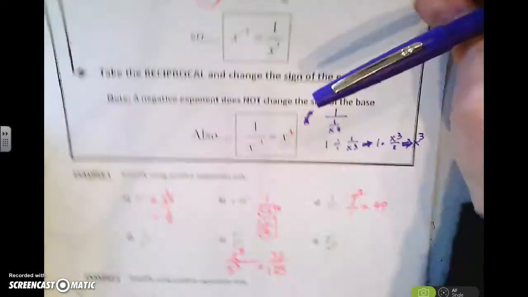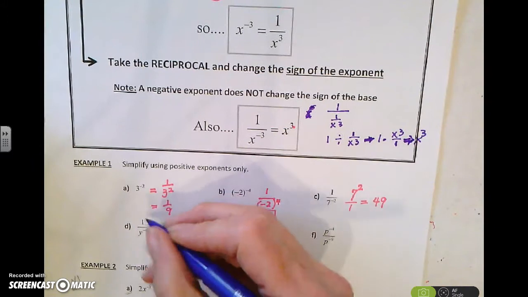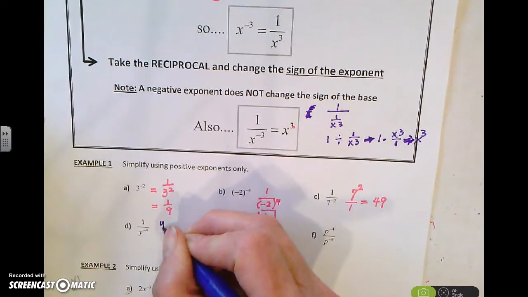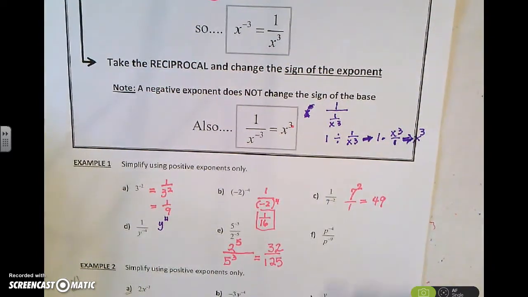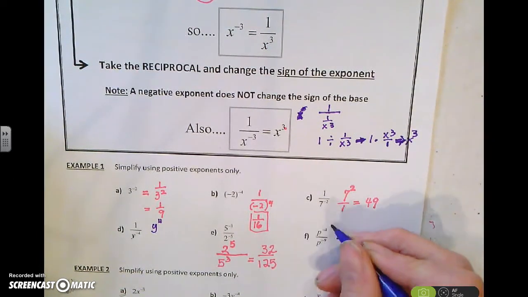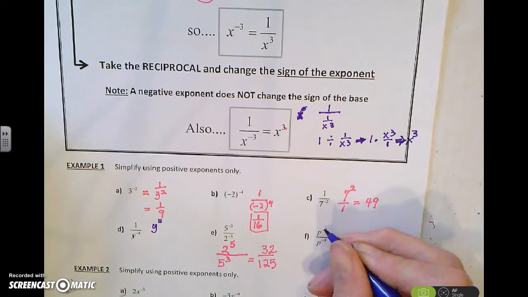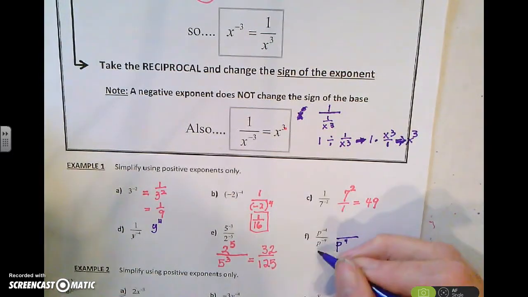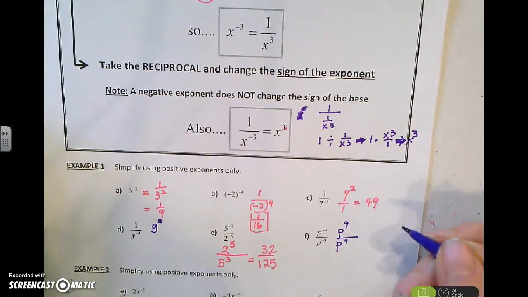So let's go ahead and look at the examples in 1D here. That was the next one we have to do. We have 1 over y to the negative 4. So the y is going to move to the numerator and the exponent will become positive. And then f, in this one, we have the p to the negative 4. So my exponent then will move to the denominator and become positive 4. And p to the negative 9 will move to the numerator and become positive.